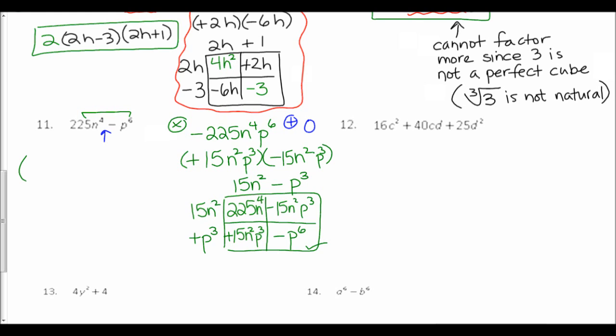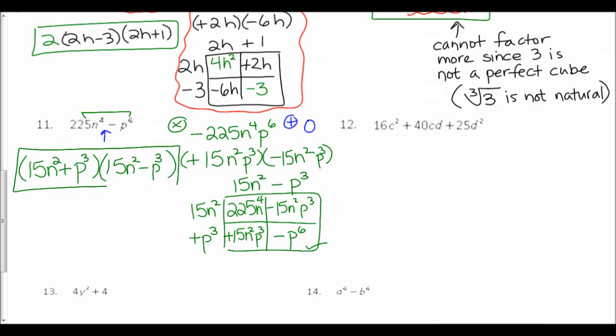Again, I probably would have looked at this problem and said from the beginning, those are two perfect squared things. 225 is 15 times 15. N to the 4th is n squared times n squared. We've got the minus, so I need one to be positive, one to be negative. And p to the 6th is p cubed times p cubed. This is done because my only hope would be that I could then factor again using a sum or difference of squares or cubes again. And I can't since the n's are squared and the p's are cubed. So I'm all done.